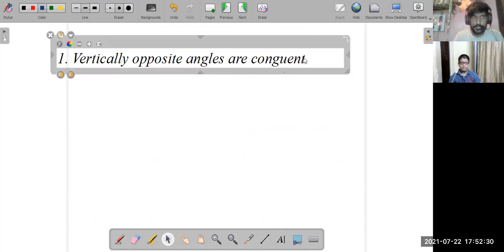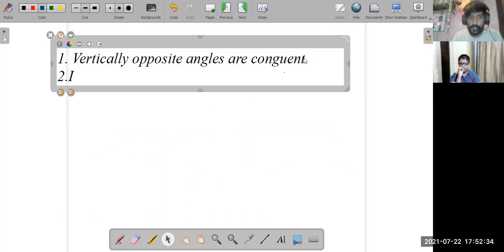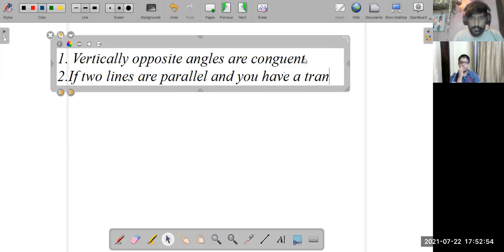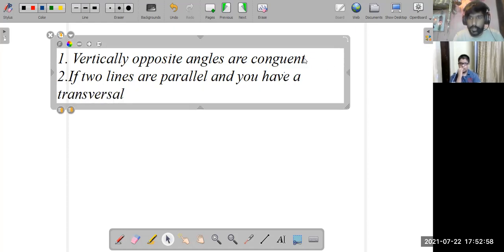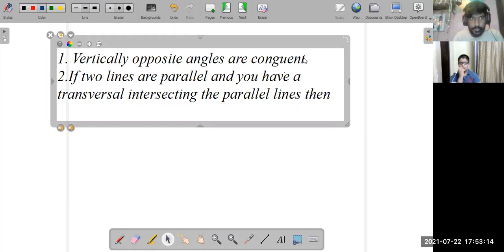Second point, if two lines are parallel and you have a transversal intersecting the parallel lines, then under this, the subpoint: all pairs of corresponding angles will be congruent.